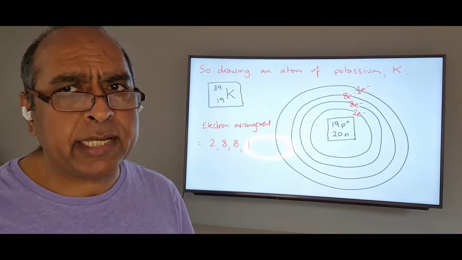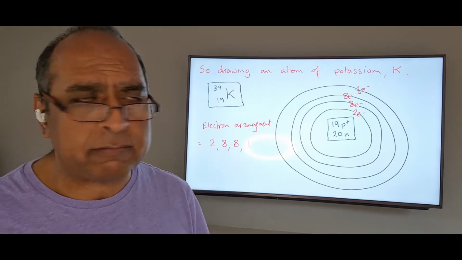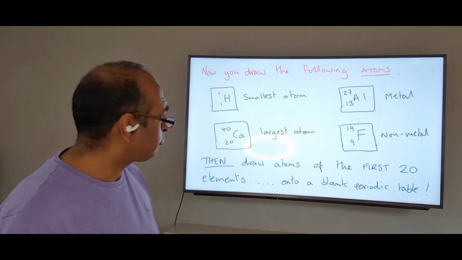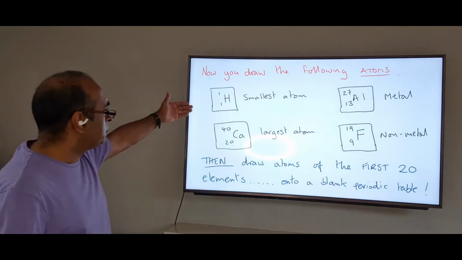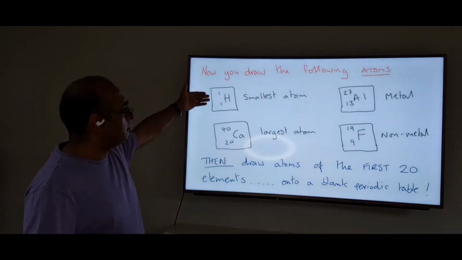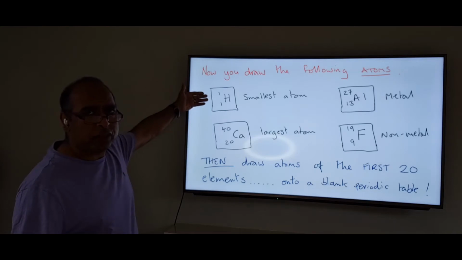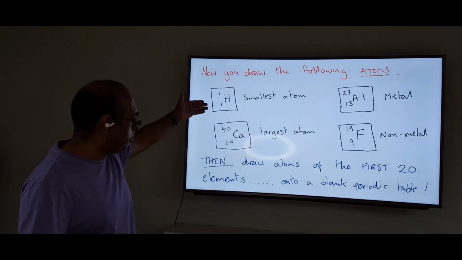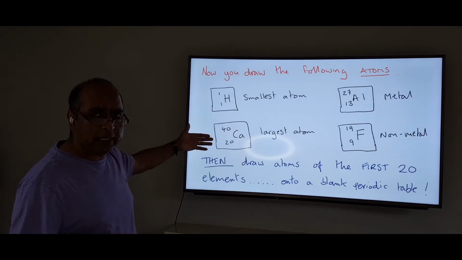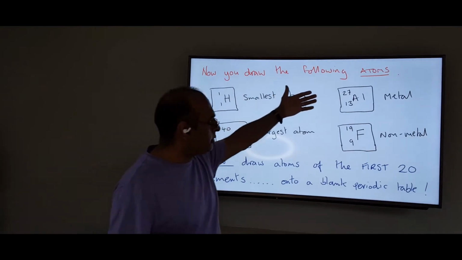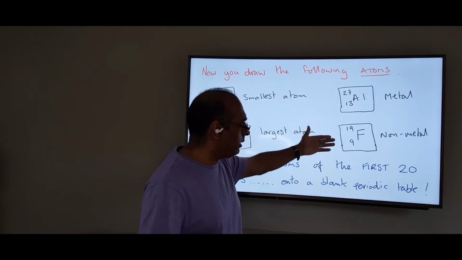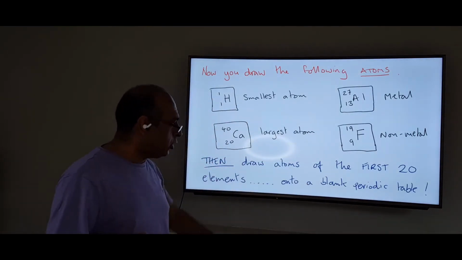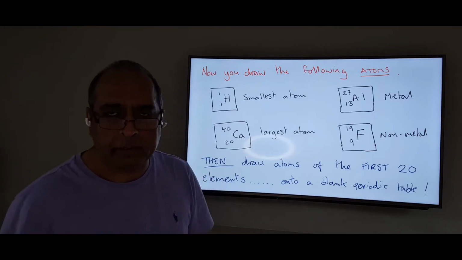But in the early stages, I want you drawing the whole atom. So let's have a look at the other atoms now. You might do the smallest atom, hydrogen. That's just 1 proton in the nucleus with 1 electron. The largest atom, calcium. A metal, aluminium. A non-metal, fluorine. Draw out the first 20 onto a blank periodic table.